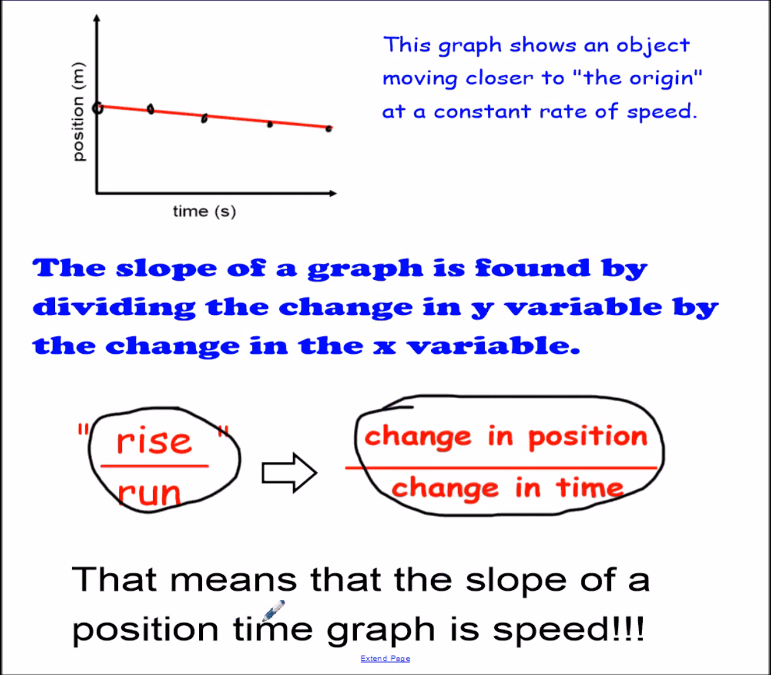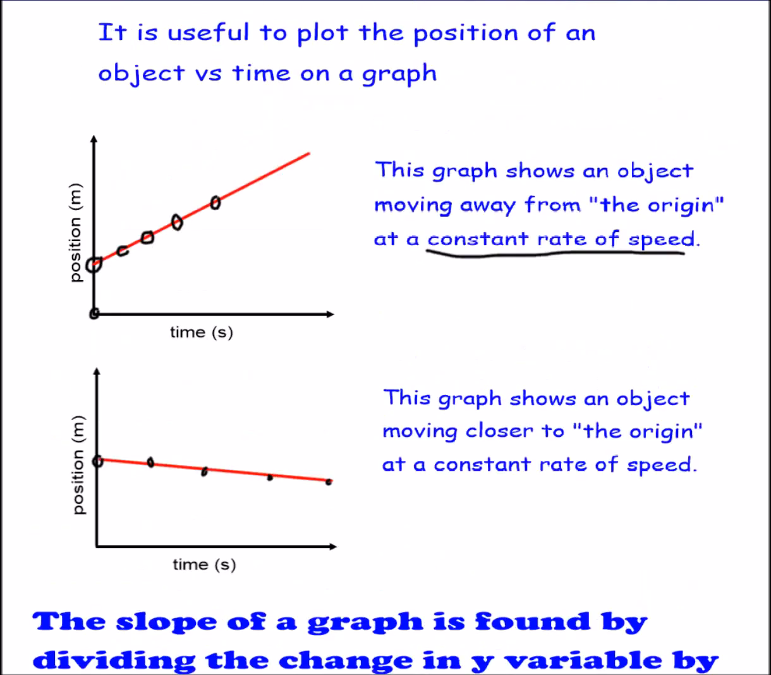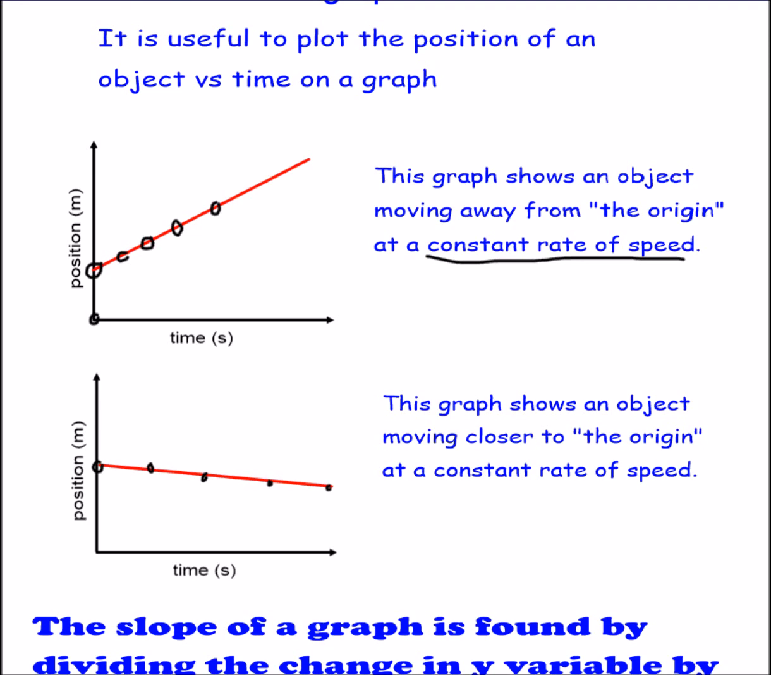And so one of the things we learn right away is that the slope of a position time graph is speed. Not only does the value of the slope tell you how fast it's going, but the sign of the slope, whether it's a positive slope like here, or a negative slope like I have here, tells you if it has a positive velocity or a negative velocity.